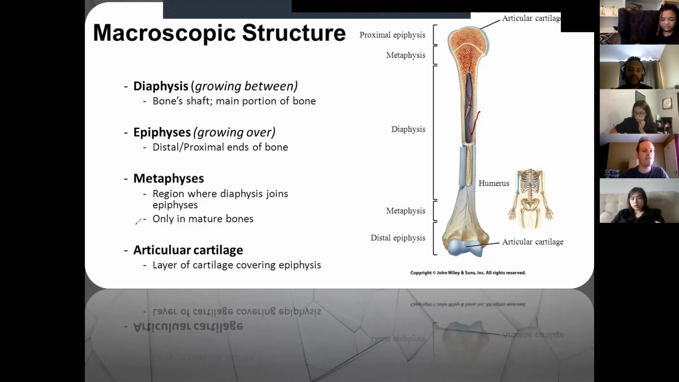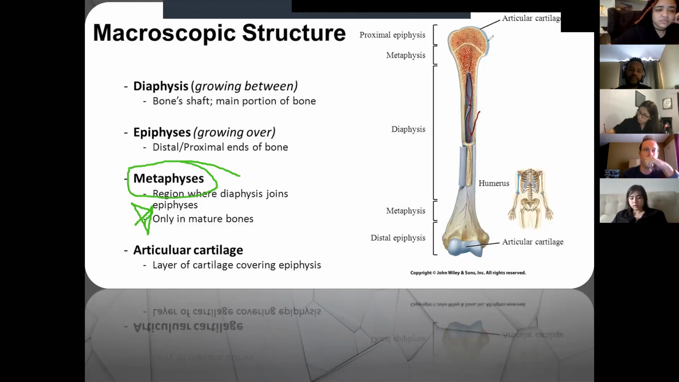Another key note, the metaphysis only appears in mature bones. And the reason for that is because of the growth plates that we're going to talk about in a little bit. In children, where the epiphyseal plates or growth plates are located, they develop into that metaphysis, that junction point. And this word's misspelled, but articular cartilage, once again, that's that padding between the joints to keep those bones from rubbing against each other and eroding away the bone. It's located on the proximal end and that distal end of those long bones.